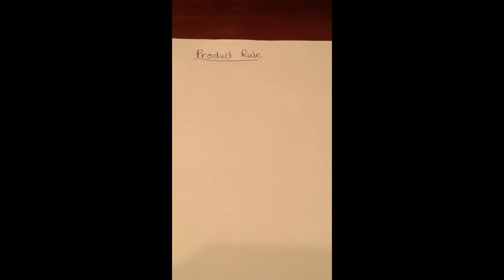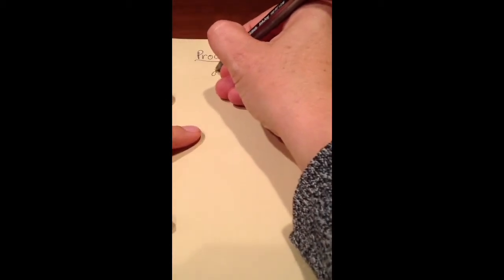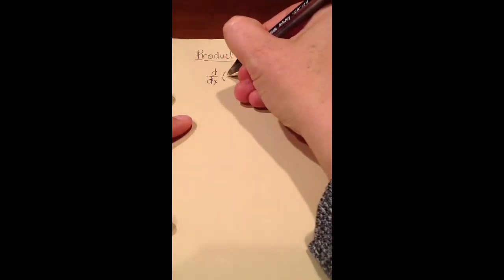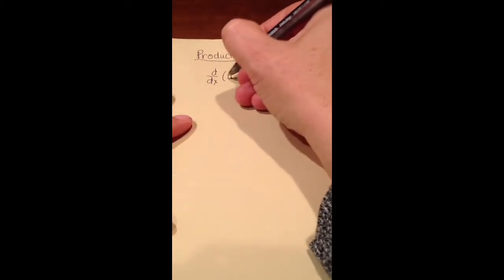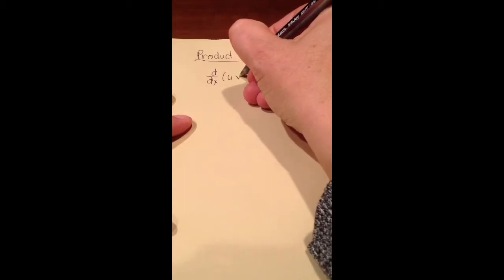So this video will focus on the product rule. This rule is not too hard, but it does take a little bit of memorization. Let's go through what the rule is, and then we'll prove it. So the derivative of two functions. We're going to take the derivative of the first function times another function.